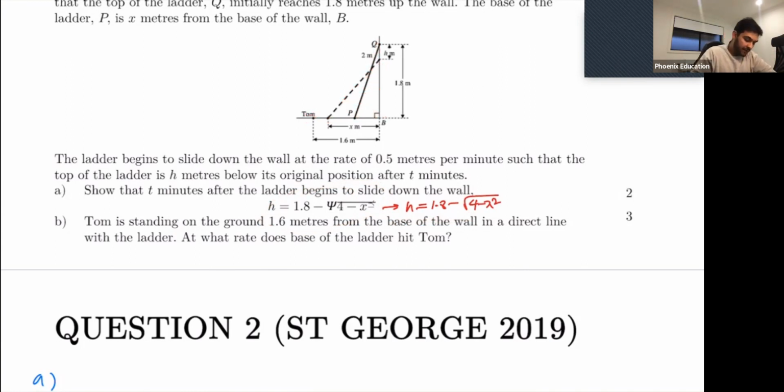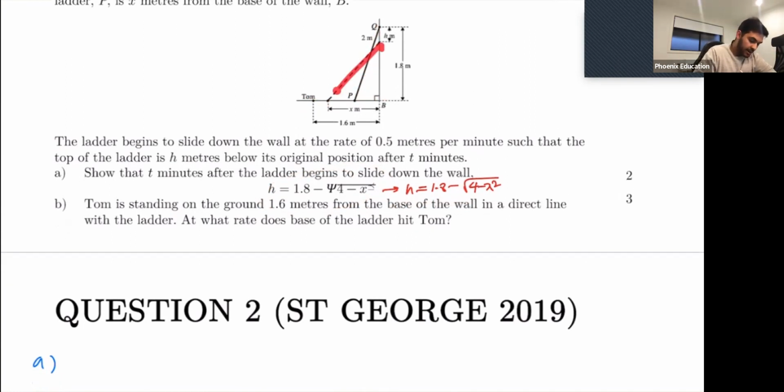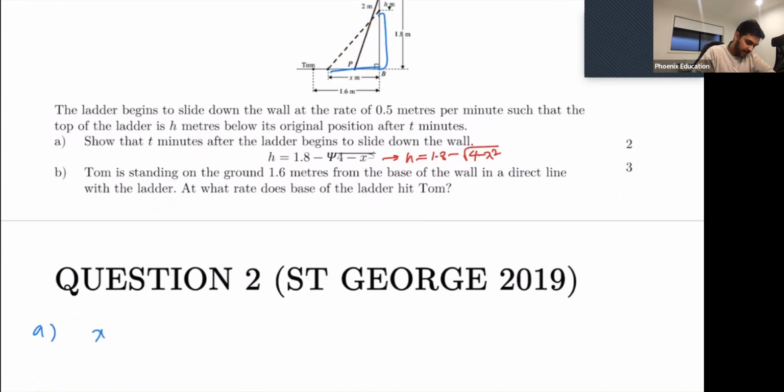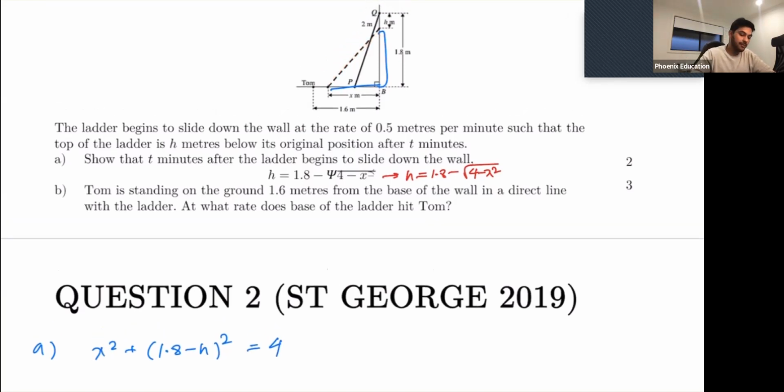Okay, if we have a look at the dotted lines, this triangle that I just pointed out, this length here is x, they've already told you that. This length here is 1.8 minus h. So we have x squared plus (1.8 minus h) all squared. Okay, so we're using Pythagoras. If you haven't already worked that out, that'll be equal to 2 squared, which is 4. Yeah, so this is a Pythagoras question style.